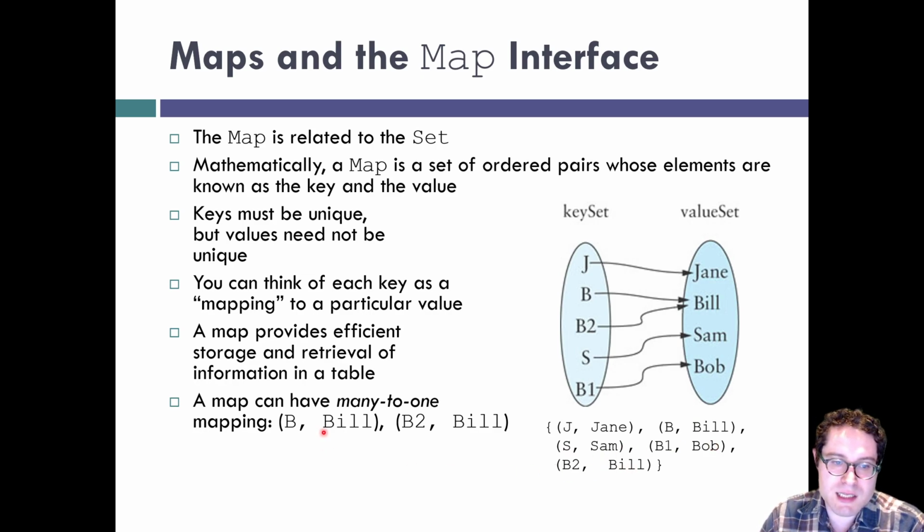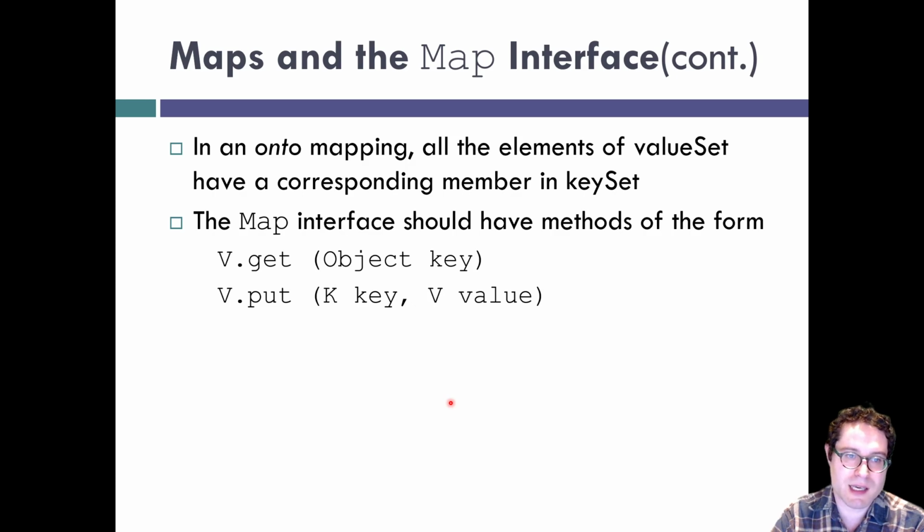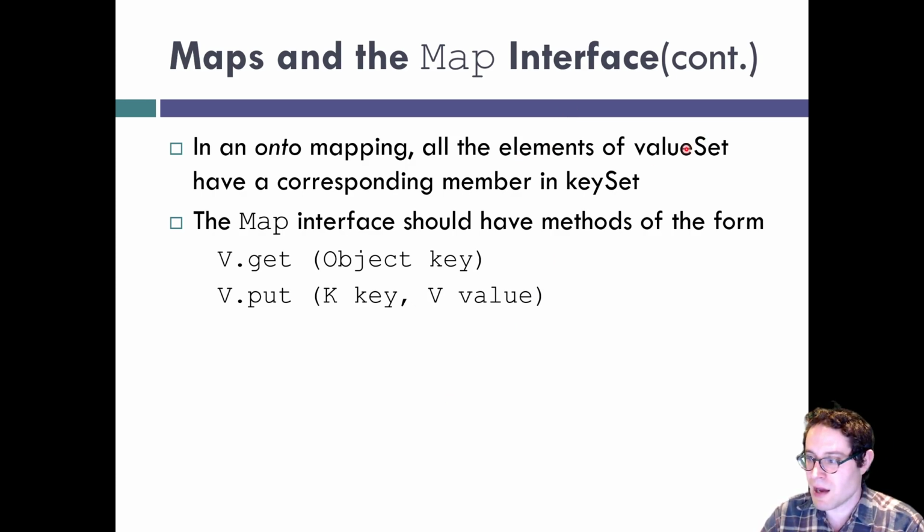So it is a many-to-one mapping. And it is also onto, if I recall my terms correctly. Yep, onto. In other words, you don't get a value that doesn't have a corresponding key. Again, that's the mathematics of it. But essentially it operates using these two methods, which we really haven't seen before, which is the put and get.